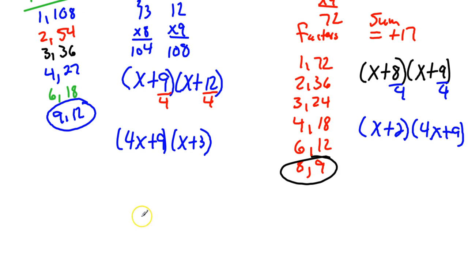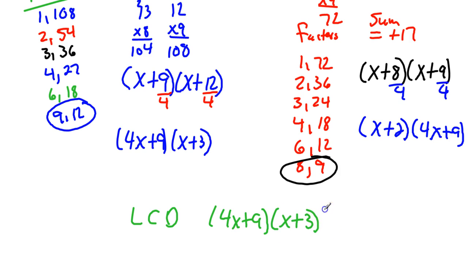Okay, a lot of work so far. And the least common denominator for this one is basically we need one of everything that shows up. They both have a 4x plus 9. This one has an x plus 3. That one has an x plus 2. So that becomes our least common denominator.